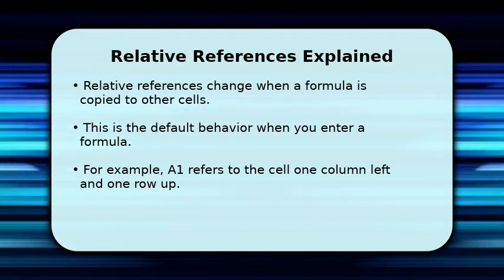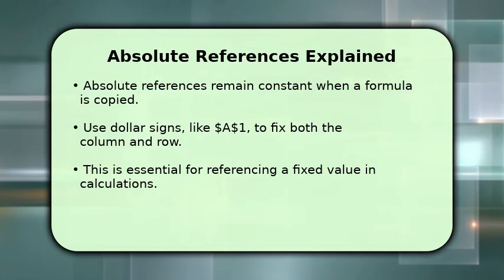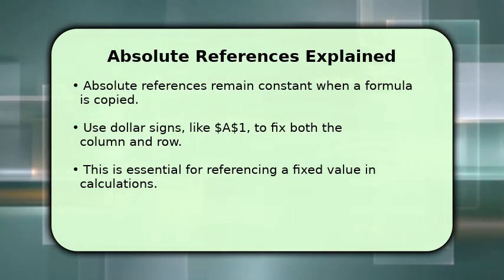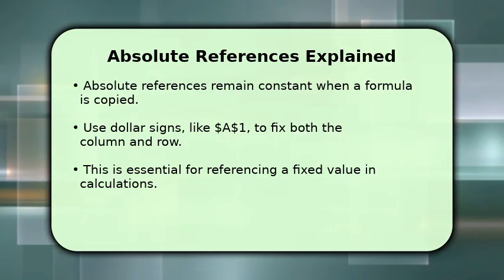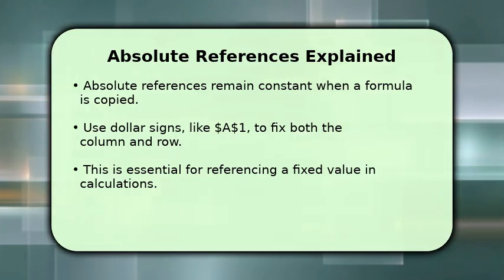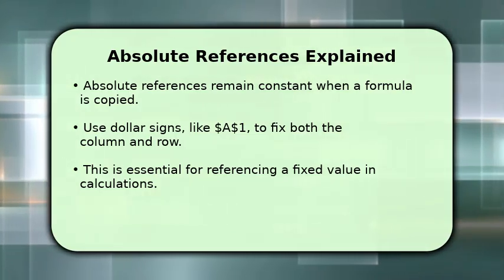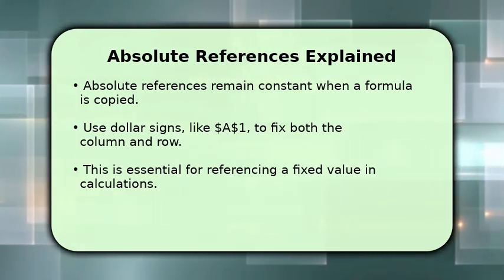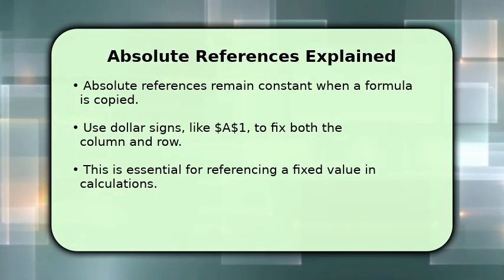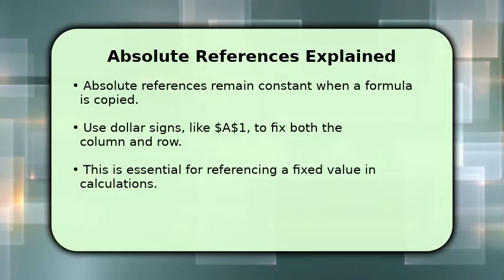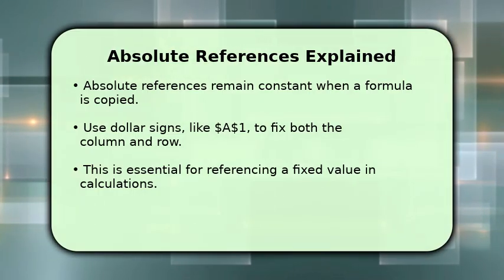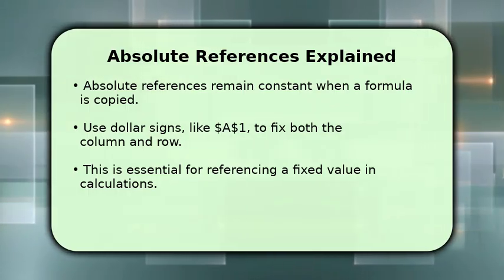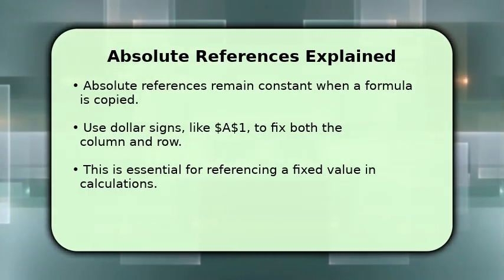Absolute references are vital when you need a specific cell to remain fixed, no matter where you copy the formula. You create an absolute reference by adding dollar signs before both the column letter and the row number, like $A$1. This ensures that even if you drag the formula across 20 rows or 10 columns, it will always point back to that exact cell, making it perfect for fixed rates or constants.